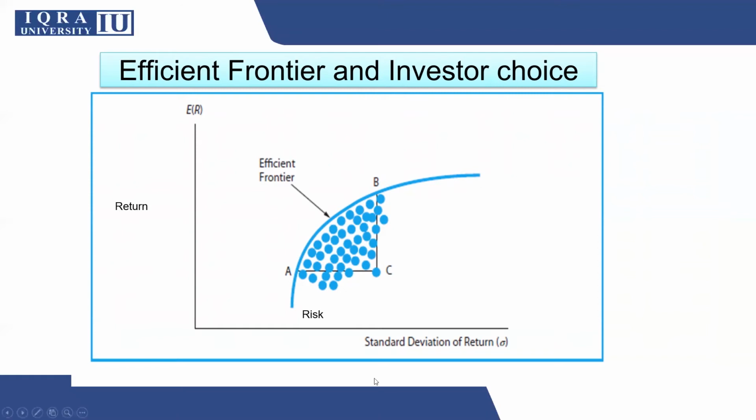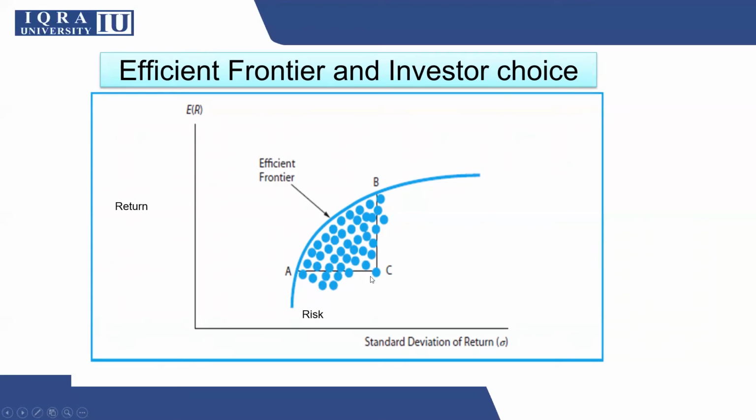This curve is showing that if you are keeping risk in terms of standard deviation on the x-axis and you are keeping return on the y-axis, and you plot risk over here and return on the Y, then various stocks or various portfolios will give you different return and risk.